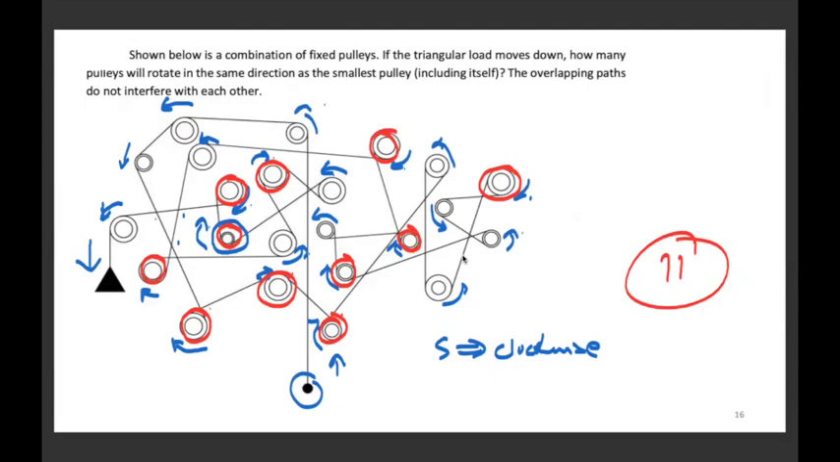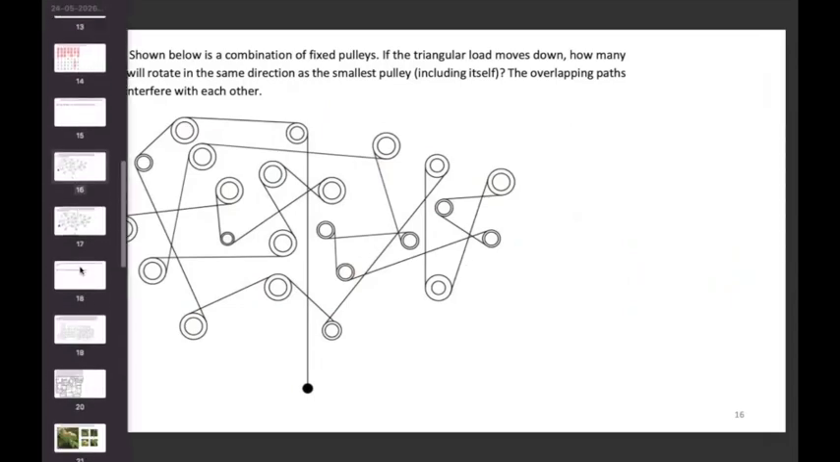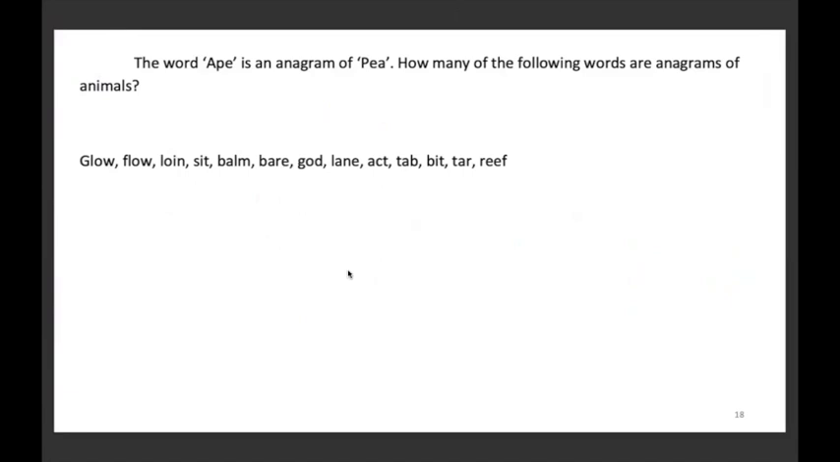Okay, we'll move to the next one. Bird, ape, is an anagram of P. Is an anagram of P, which means that the letters are the same, but we create a different word with a different meaning. How many of the following words are anagrams of animals? Which of these words are anagrams of animals?